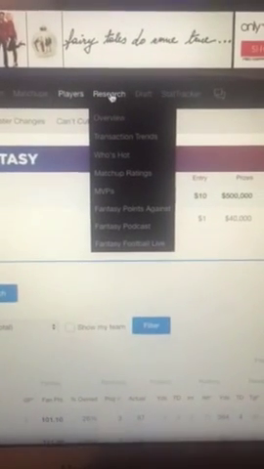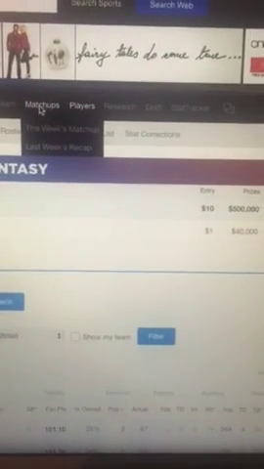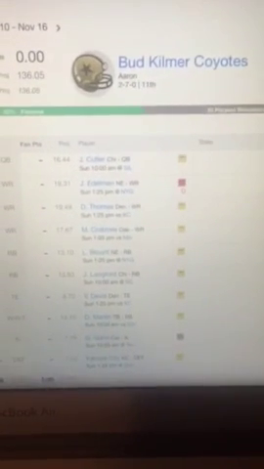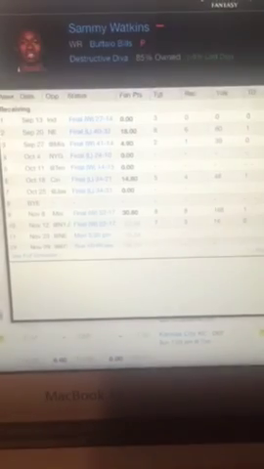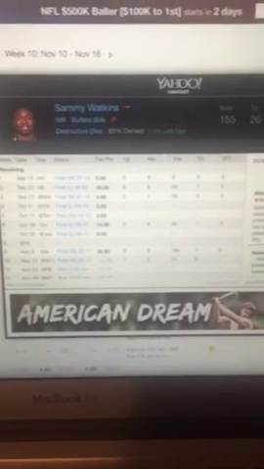Let's see, is there anything else? Also, you can go to matchups. This again is a breakdown of what my matchup is. So this again is my team here, and then you can go and look at the other team. It also tells you different stats on specific players if you click on them. And that's pretty much it.